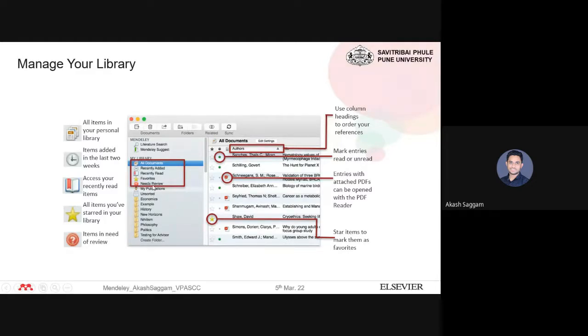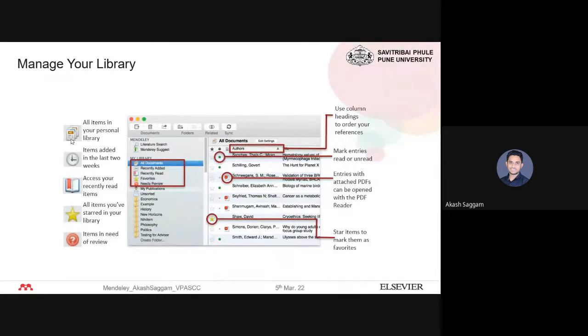Similarly, here you can just click on this favorite star and it will go into your favorites folder. Also, there is an option of needs review. Sometimes, whenever we import some article or citation into Mendeley, there is a possibility that some data might get lost. So those articles or citations go into needs review. You can go to that section, select the article, and correct or add whichever data was missing in that particular citation.